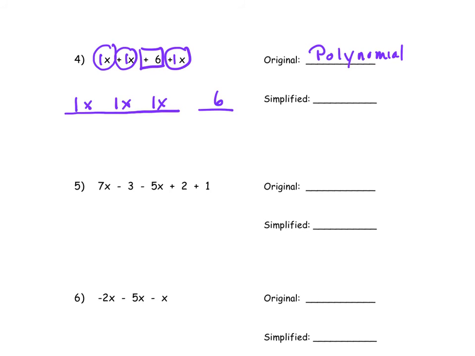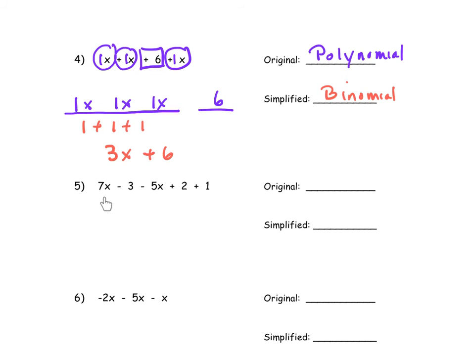Would you please simplify this expression? When we add all the coefficients of 1, we get 3x plus 6. Please say what type of polynomial the simplified version is. If you said binomial because it has 2 terms, you're correct. Now let's look at the last one we're going to work on today.